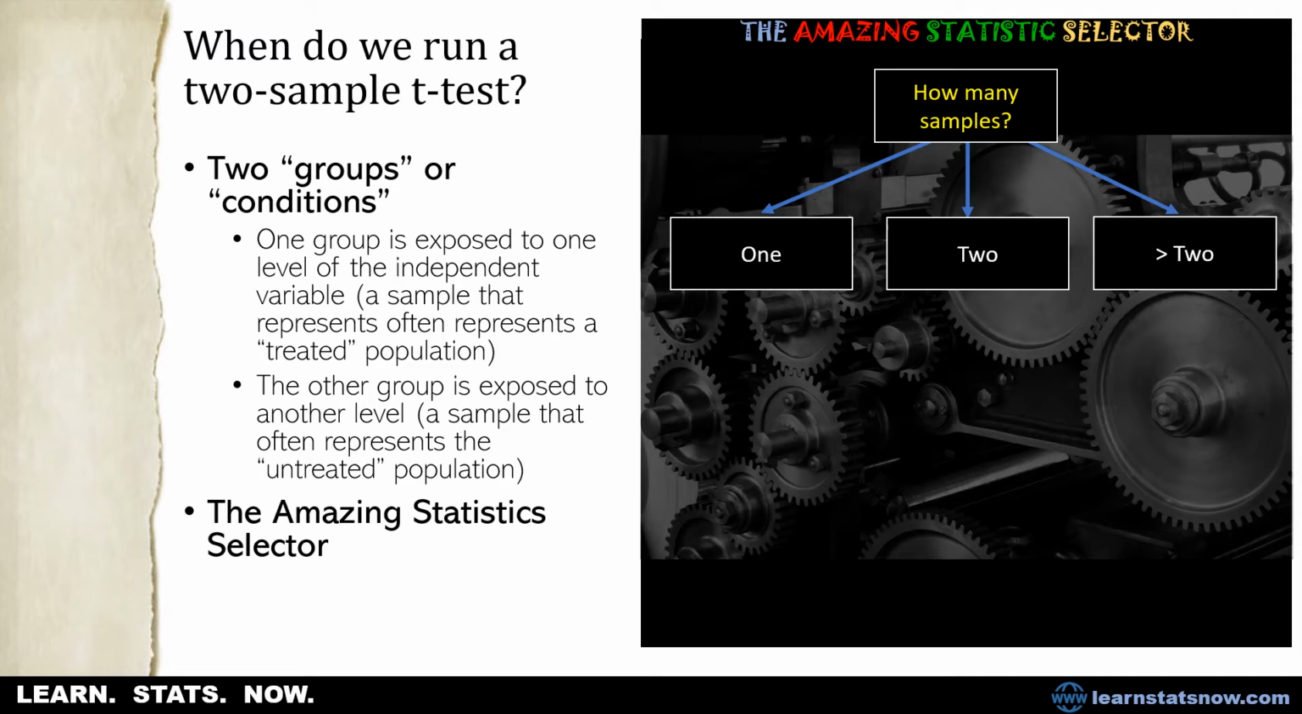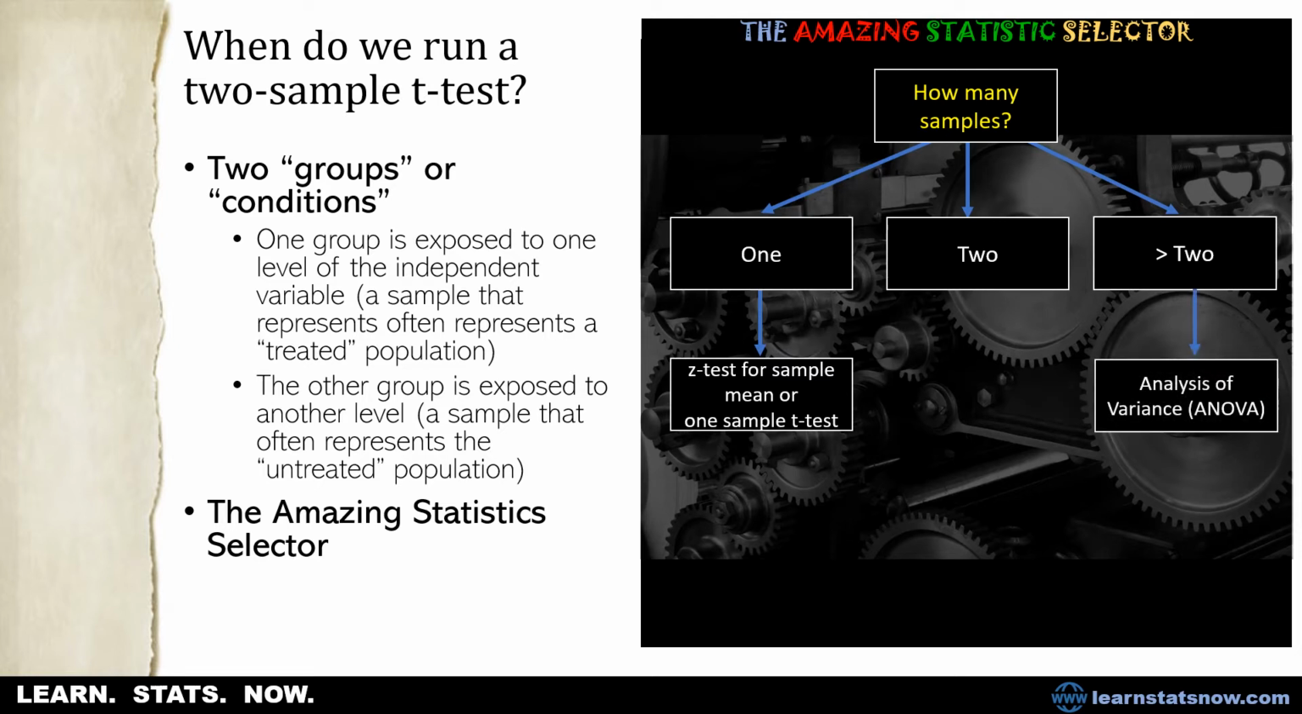Now, we've already talked about in other videos what to do, which statistics to select if we have only one sample. And the test that we would run would be either the z-test for a sample mean or a one sample t-test. And really what it comes down to is whether or not we know the population variance in terms of deciding between those two. Now, we could have more than two samples, in which case we'd run a test called analysis of variance. And there's a bunch of different types of analyses of variance, depending upon our design. But in this case, we're actually talking about currently two samples.